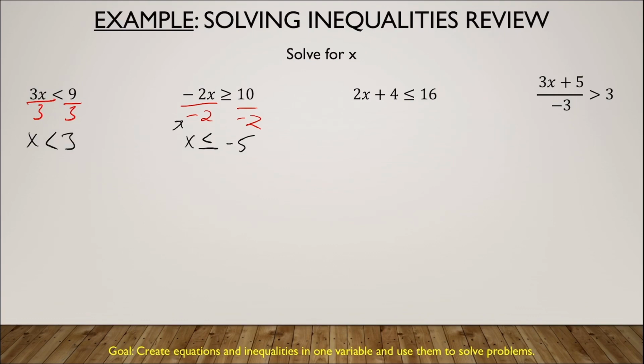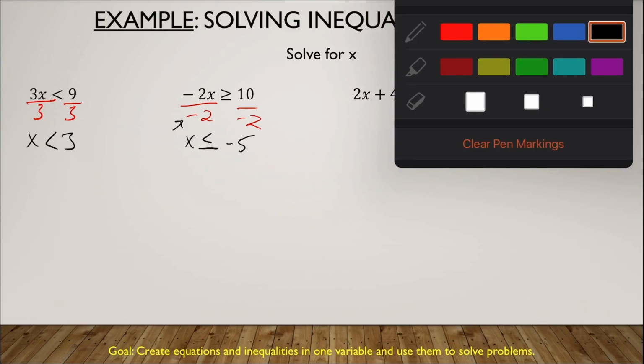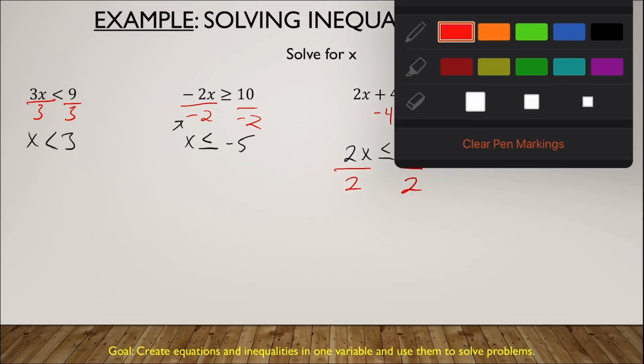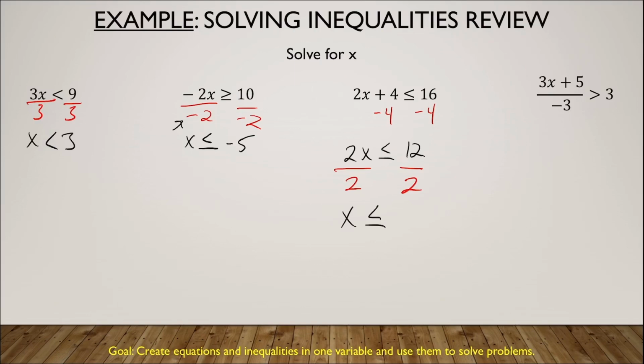Okay. My next one's a little bit more involved. I'm going to have to do a couple of steps. I'm first going to subtract 4 from both sides. I get 2x less than or equal to 12. Then I'm going to divide both by 2, and we get x is less than or equal to 6. Box these up so we know what's what.